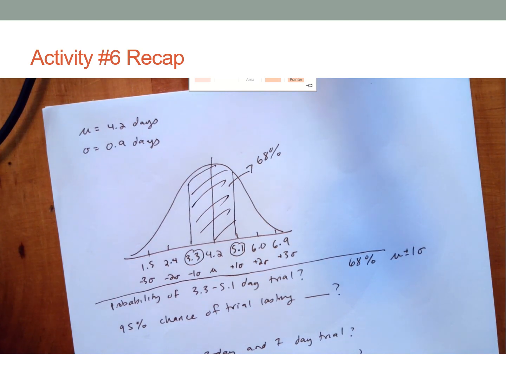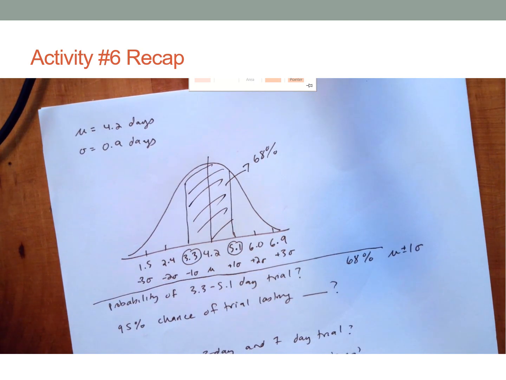So the answer to this first question here is that we have a 68% chance that our trial is going to last between 3.3 and 5.1 days. Again, because 3.3 and 5.1 correspond to this mean plus or minus 1 standard deviation. So our answer here is just 68%. There's a 68% chance that the trial is going to last 3.3 to 5.1 days.